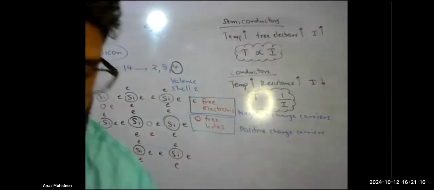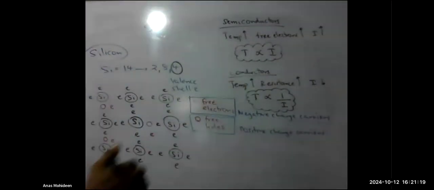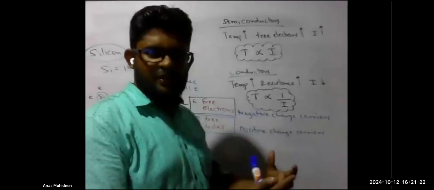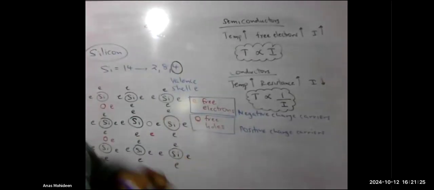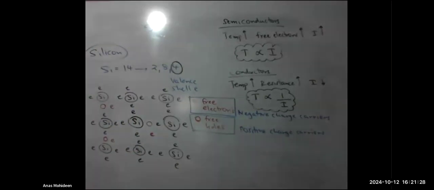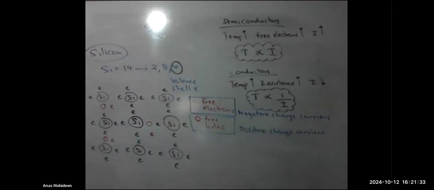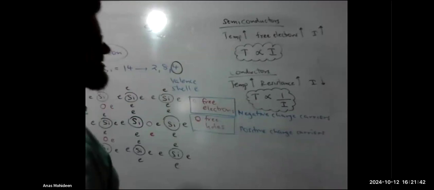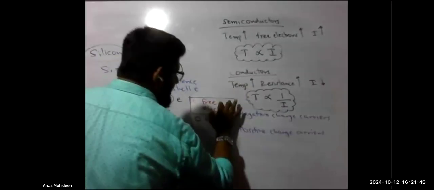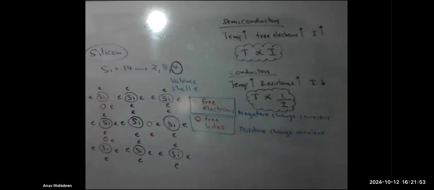So remember, electrons are the negative charge carriers. Carriers means to transfer, like a vehicle you are using to transfer passengers from one point to another. Likewise, electrons become the negative charge carriers, and free holes become the positive charge carriers. This is also one difference between conductors and semiconductors. Earlier, we discussed one difference along with the temperature change. Now the other difference is that in conductors, only free electrons are there, only negative charge carriers to transfer the current.